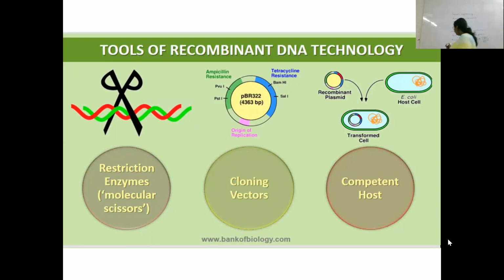Okay, what is endonuclease? Endonuclease can cut anywhere in between. So it requires a free end, can cut in between. That's why I am using this word endo.